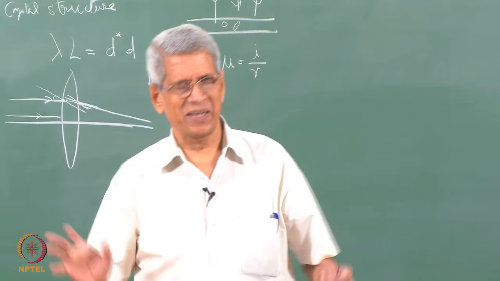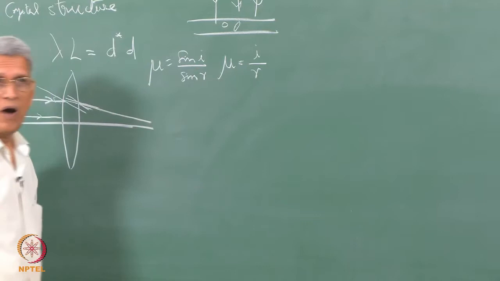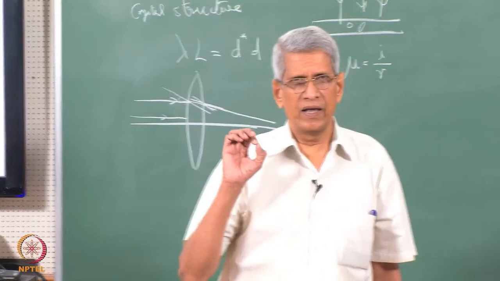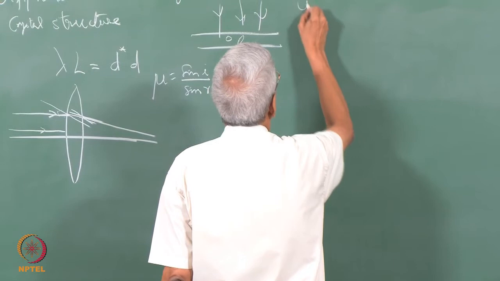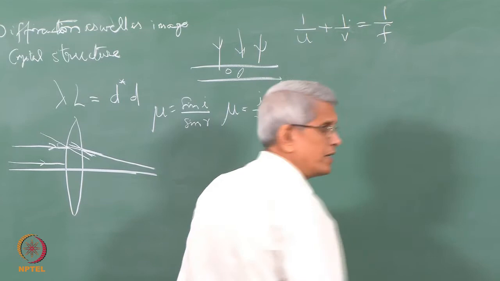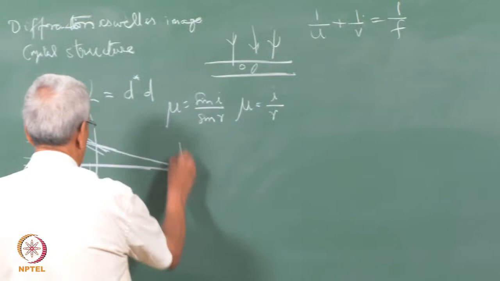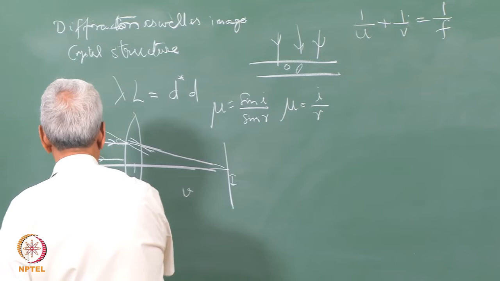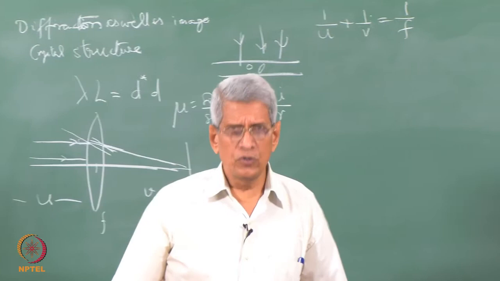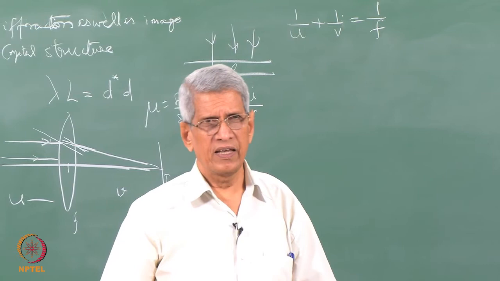So this is the formula which we use: 1 by u plus 1 by v equals 1 by f, where u is the distance from the lens to the object, v is the distance from the lens to the image, and f is the focal length of the lens. Using this formula, if we keep an object at a particular distance, you can find out where exactly the image has to come.